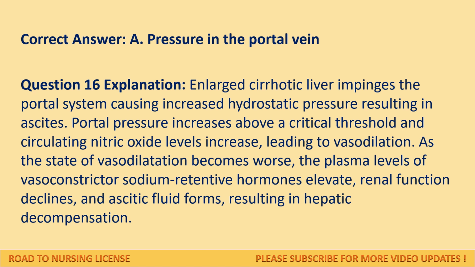Question 16 Explanation. Enlarged cirrhotic liver impinges the portal system causing increased hydrostatic pressure resulting in ascites. Portal pressure increases above a critical threshold and circulating nitric oxide levels increase, leading to vasodilation. As the state of vasodilatation becomes worse, the plasma levels of vasoconstrictor sodium retentive hormones elevate, renal function declines, and acidic fluid forms, resulting in hepatic decompensation.